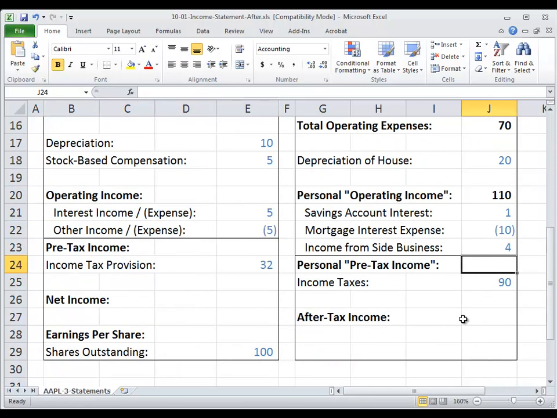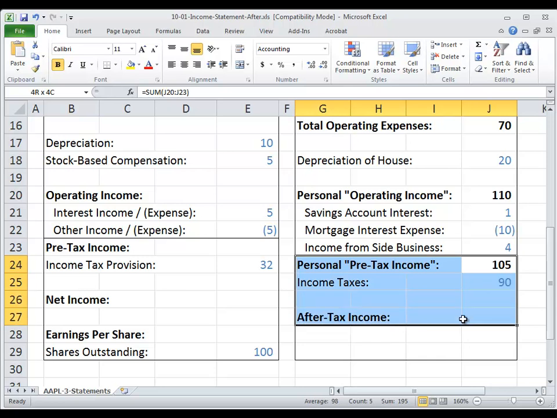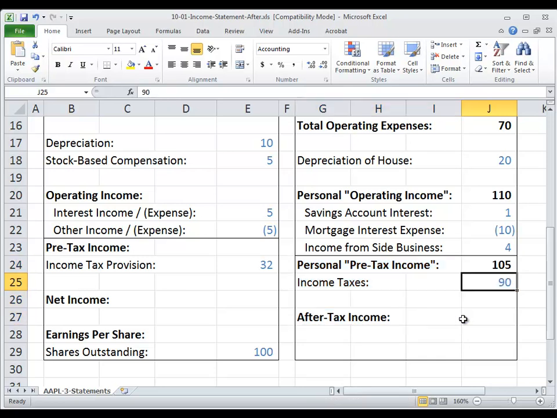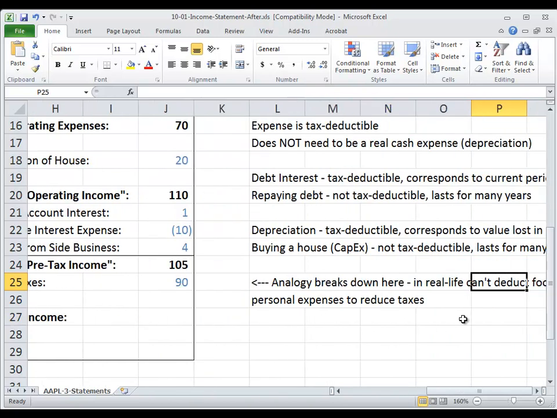So once we have all these in place, we can add up and figure out what our personal pre-tax income is. So I'm going to press Alt equals again, and we get to 105 right here. And then once we have that, we can figure out how much we're actually paying in taxes and then get to our after-tax income. Now, this is one part, if you scroll over here, where the analogy breaks down.